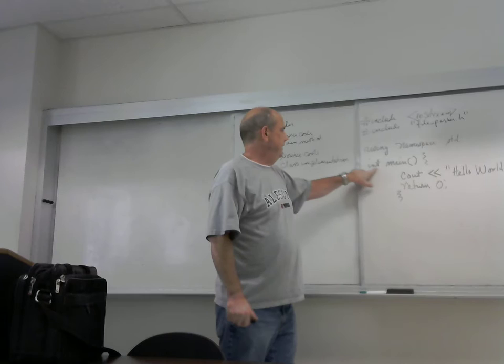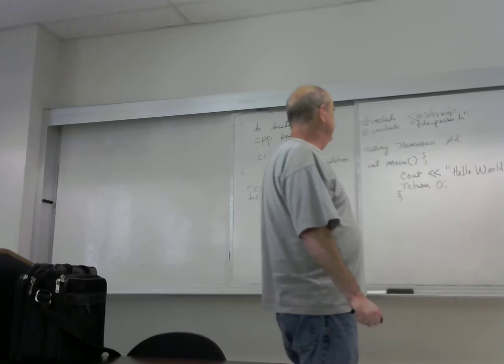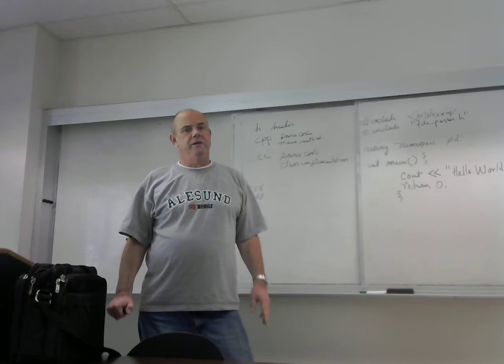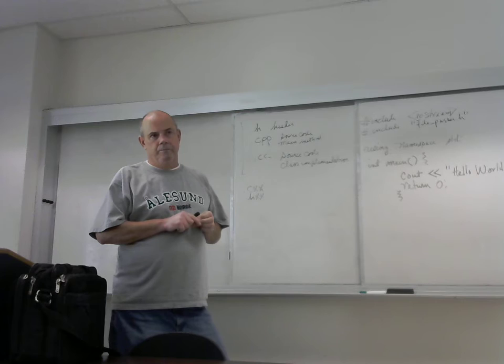Now that can be a little bit confusing because we think of 0 as false and 1 as true. And so it looks like we're returning false, which might mean it didn't work, but that's not the case. Returning 0 means everything worked. So it's a message to the operating system: this program ran its course and is terminating normally. If you return something else, it's an error. So there are different codes that you can use.